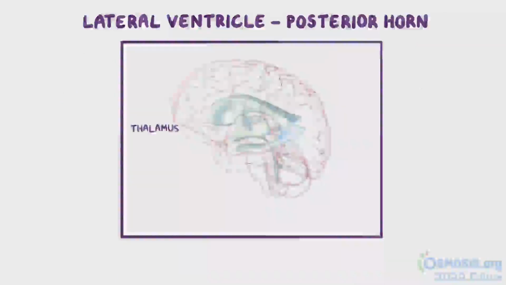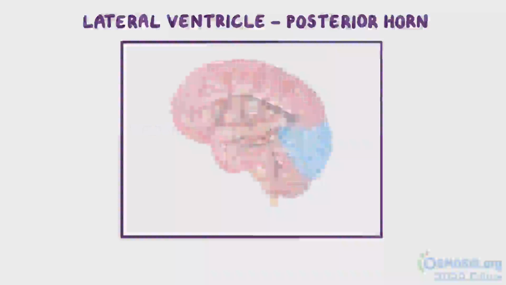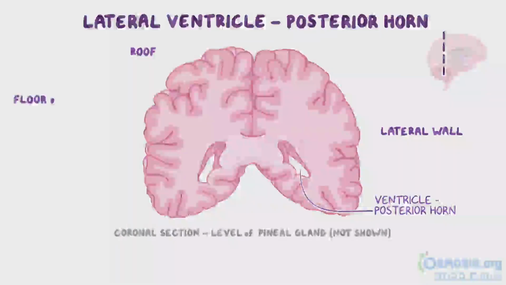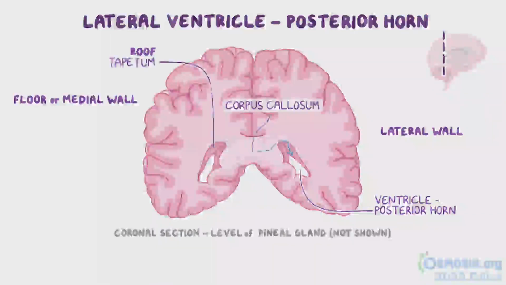The posterior horn continues from the body at the posterior end of the thalamus and extends into the occipital lobe. The posterior horn has a roof, or a lateral wall, and a floor, or a medial wall. On a coronal section, you can see the roof is formed by the fibers spreading laterally from the corpus callosum, called the tapetum. Lateral to the tapetum, there are fibers of the optic radiation.